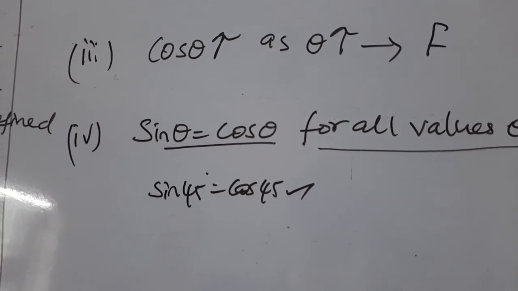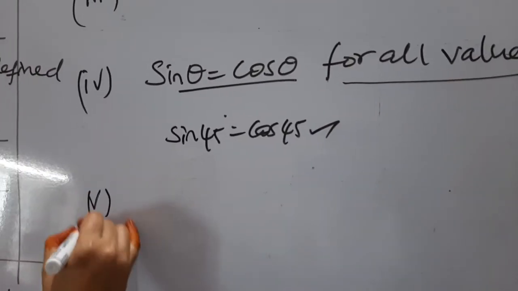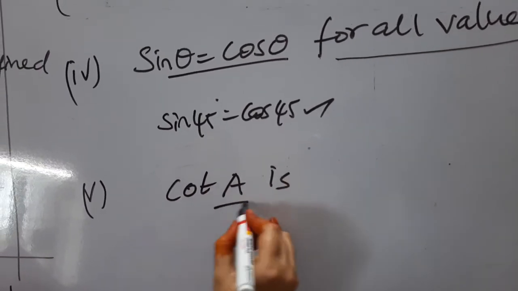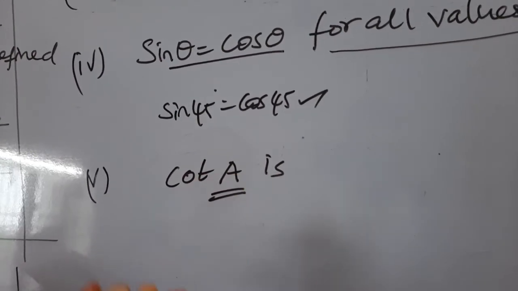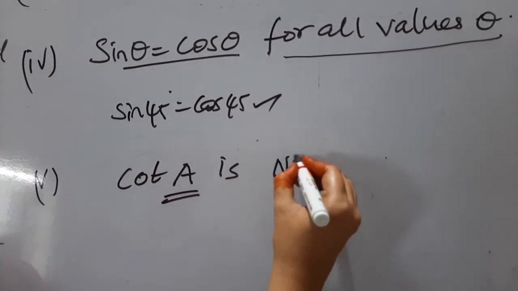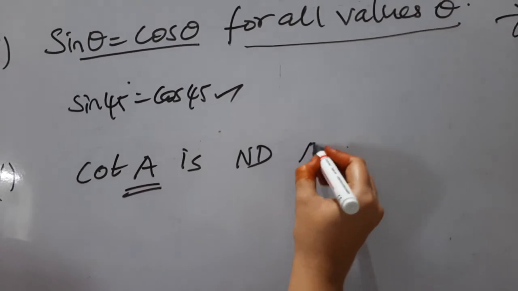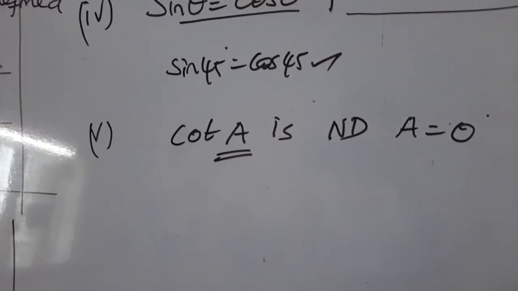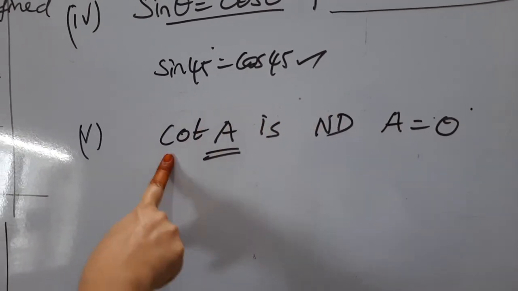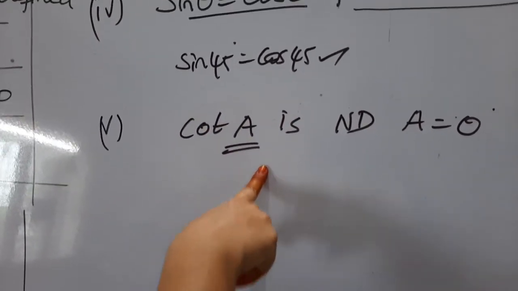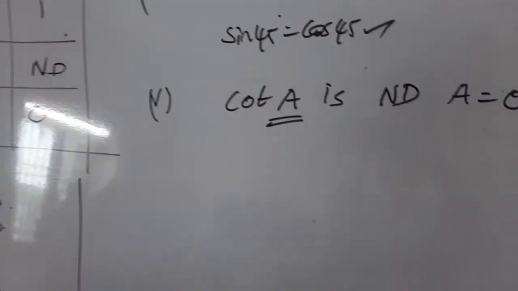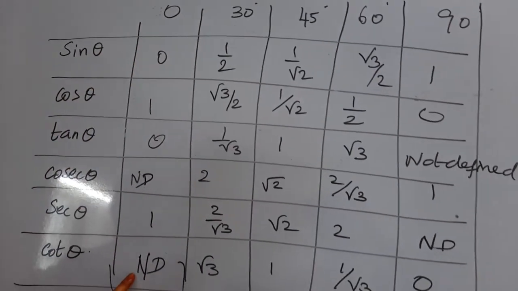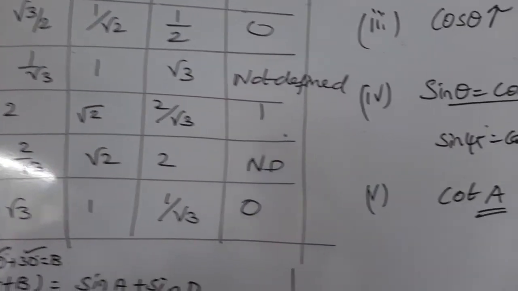Come to the next and the last question of this exercise. Cot A is not defined for the value A equal to 0. They did not mention the angle here, they gave a variable. Cot A is not defined for the value A equal to 0. So A is 0, therefore the value is cot 0. Cot 0 is not defined. Check in your table. Yes, the cot theta value for 0 is not defined. Therefore your fifth statement is true.